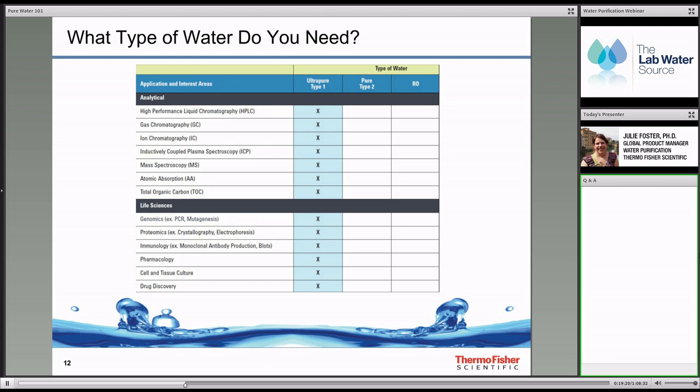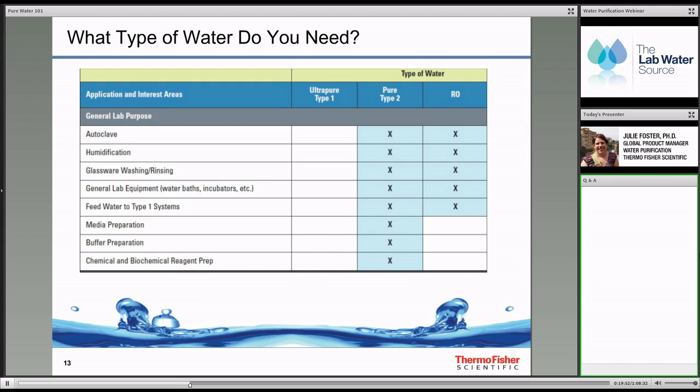This piece of the table's so big we had to split it up. This piece of the table is the list of applications belonging to ultra-pure type 1 water. And what you'll notice is every single application on this list is a sensitive application. They're applications that are sensitive to ions and organics and bacteria and nucleases. So if you're working in any kind of analytical or life science lab, most likely you're going to need a type 1 water system.